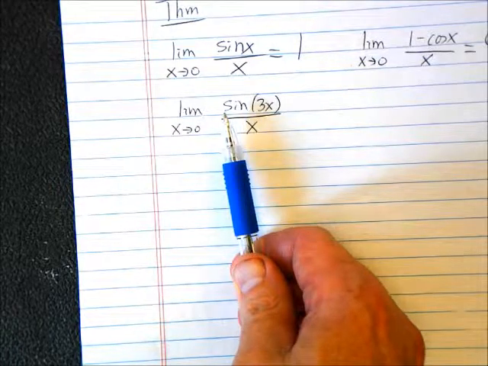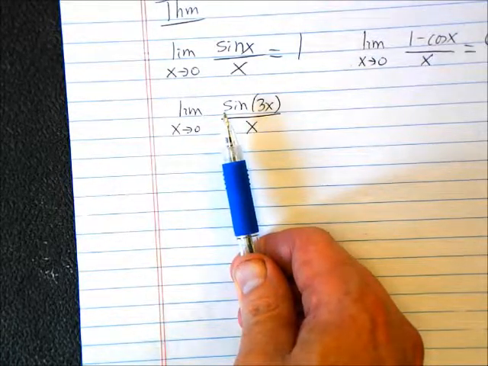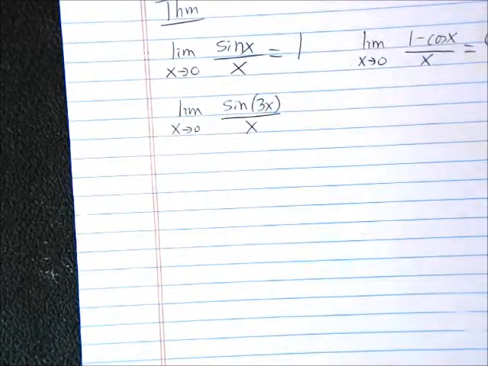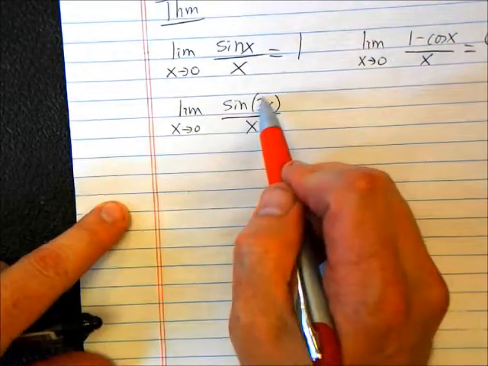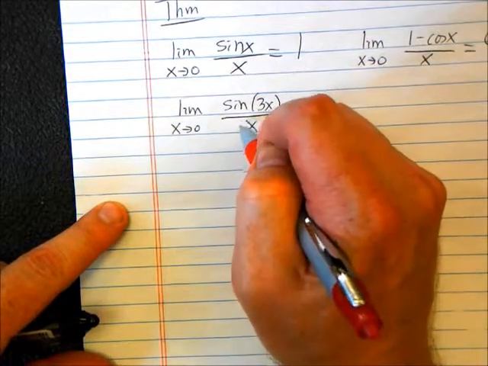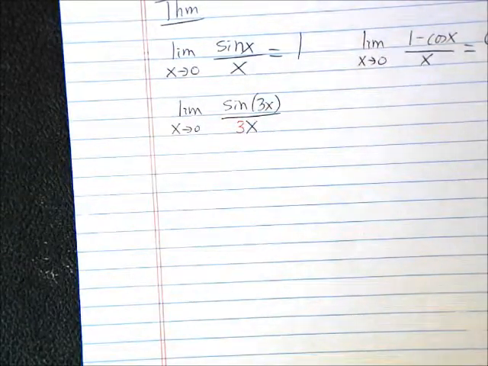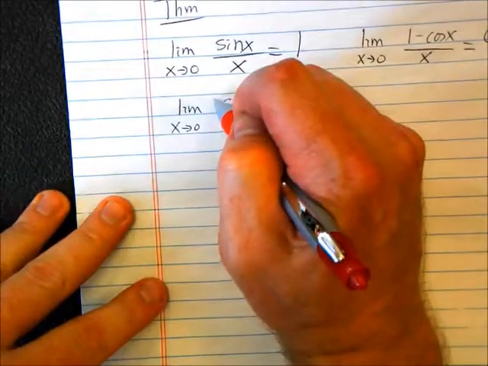So what can I do? Well, it's really pretty simple. What you do is, instead of fixing this, fix this. Make that a 3x. I can put a 3 right there. But if I put a 3 right there, what else do I have to do? I have to put a 3 on top. If I put a 3 on bottom, I have to put a 3 on top.